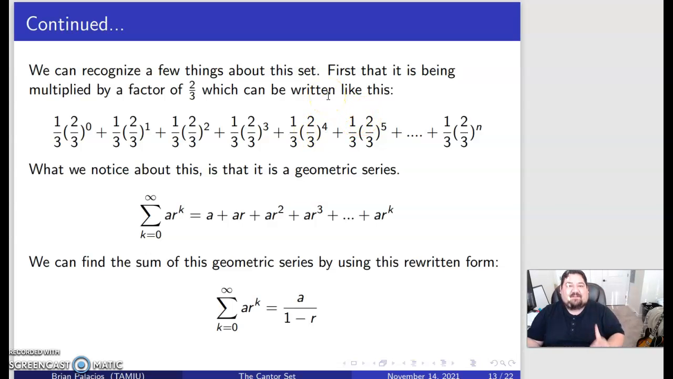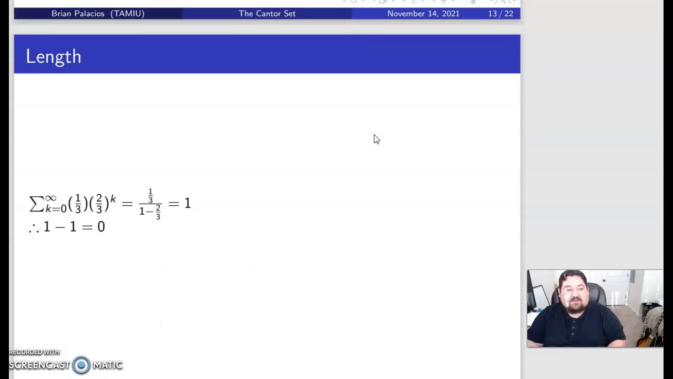And this is called a geometric series. And so we write this infinite summation as this, which is a plus ar squared, which we have here. In this geometric series, we actually could figure out the length of it by using this right here, which is equal to a, which is our 1/3, divided by 1 minus r, which is our 2/3.